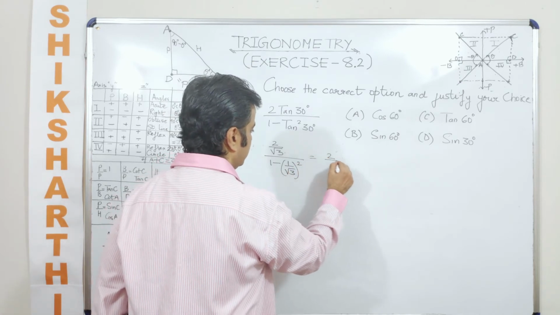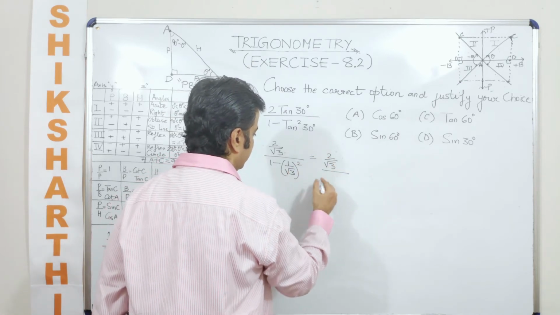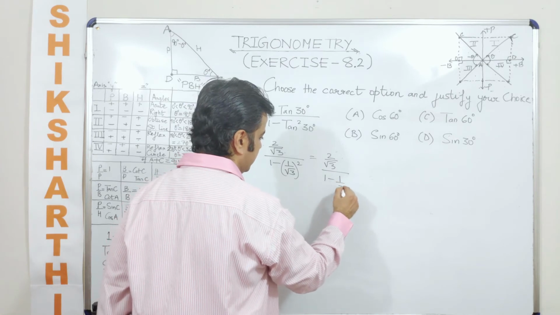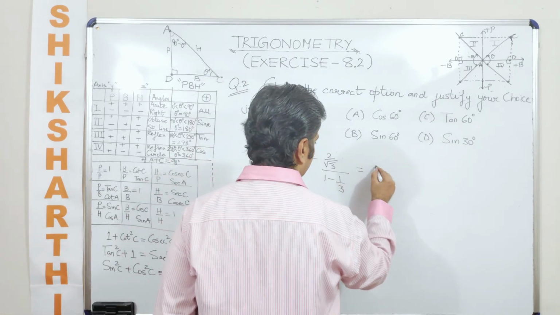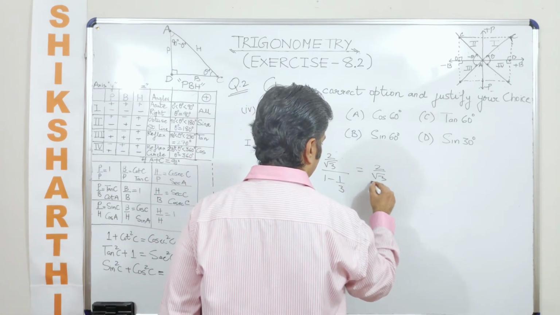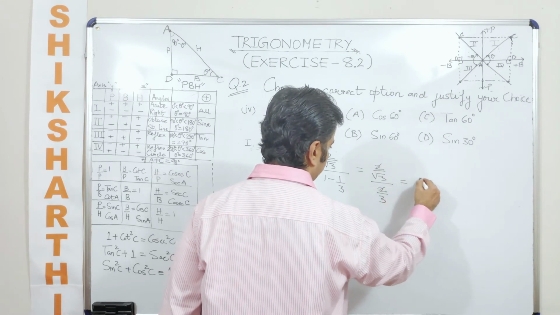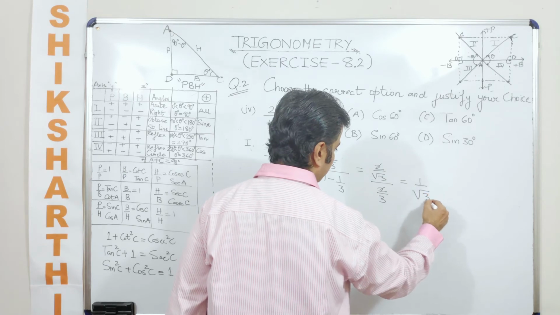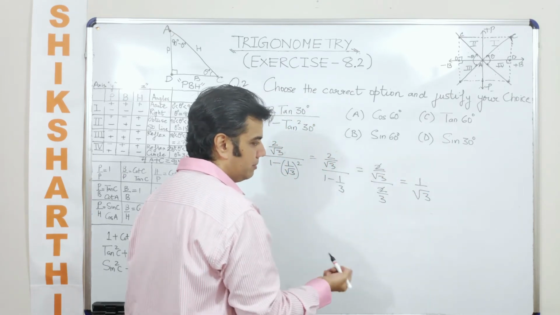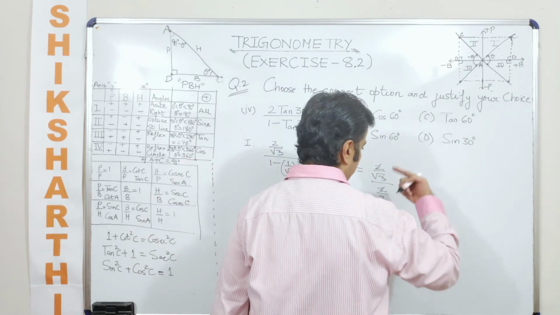Further, can I say this is 2 by root 3 divided by 1 minus 1 by 3? Further, can we say this is 2 by root 3 divided by 2 by 3? So this gets cancelled out. So now you are supposed to divide 1 by root 3 by 1 by 3, which is just like saying this goes in the numerator.